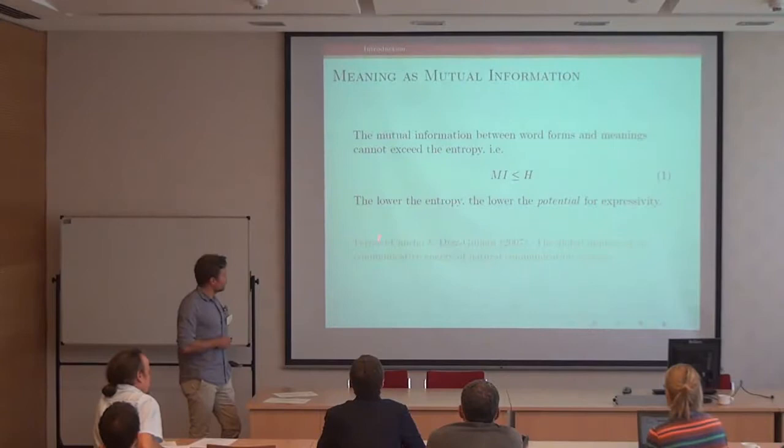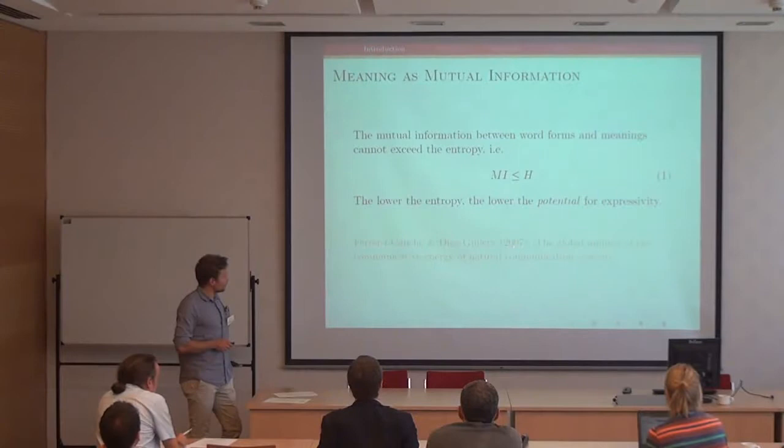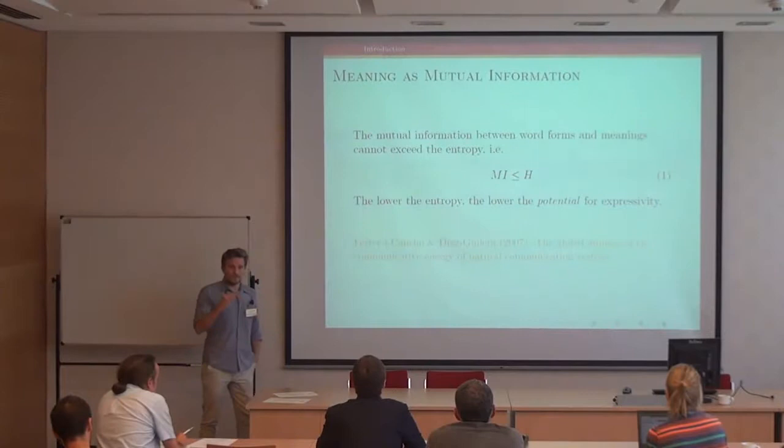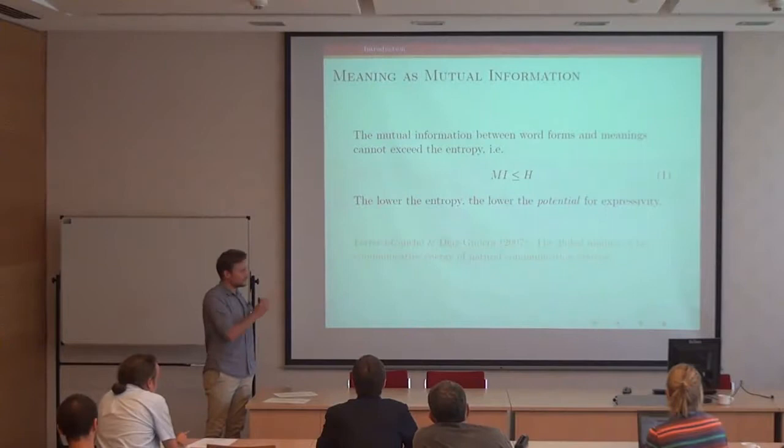And I start to realize that this is a really important result by Ramon and one of his collaborators. More than 60 years later, they showed that the mutual information between word forms and meanings in an information-theoretic model has the entropy as an upper bound. So the lower the entropy of the symbol system, the lower the potential for encoding mutual information between symbols and meanings, whatever is out there in the world, the objects that you denote. And this is really important.